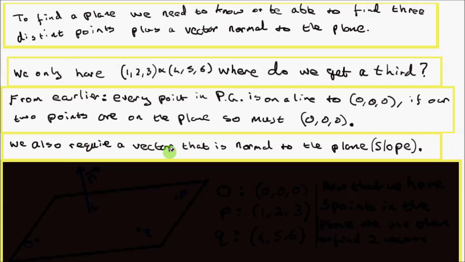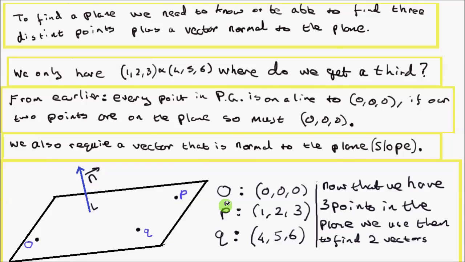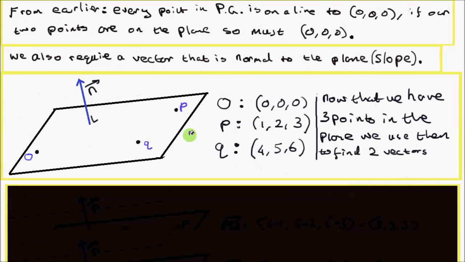We also require a vector that is normal to this plane, and we're going to use this like a slope for our plane. I've sketched our plane here, and I have written in point O, which is 0, 0, 0, point P, which is coordinates 1, 2, 3, and point Q with coordinates 4, 5 and 6. I've sketched in a vector n that's normal to the plane, and that's what this little symbol here means: it's orthogonal, it's 90 degrees to the plane.